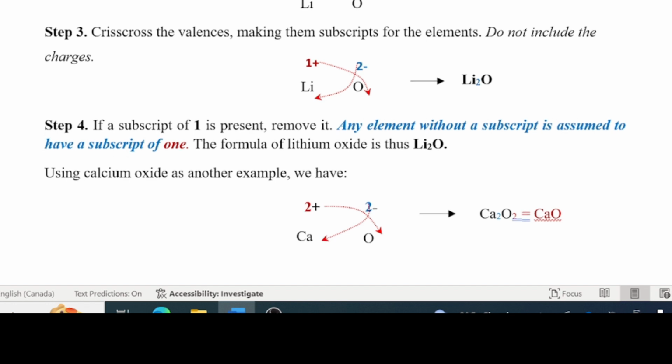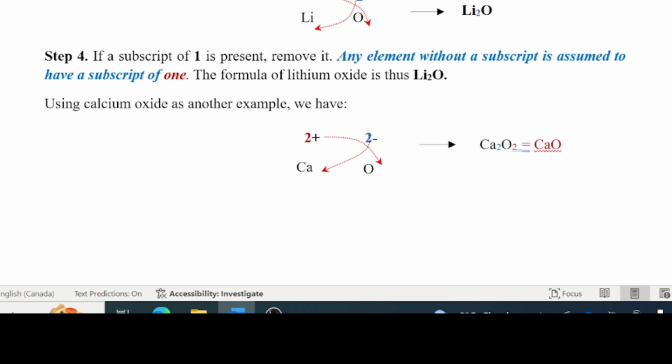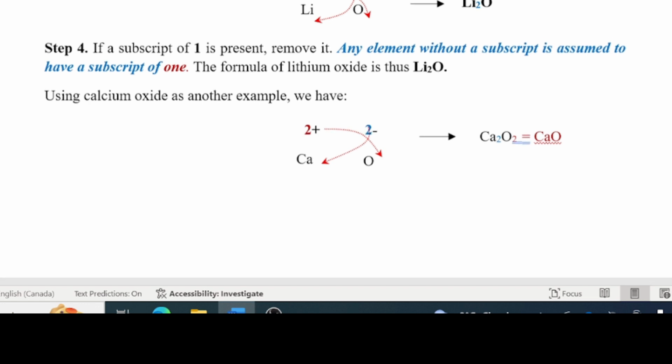And here you have it for calcium and oxygen. The 2 goes there, and this 2 comes here, and you get Ca2O2. When these are the same here, you reduce it to the lowest one. So the formula of calcium oxide is CaO.